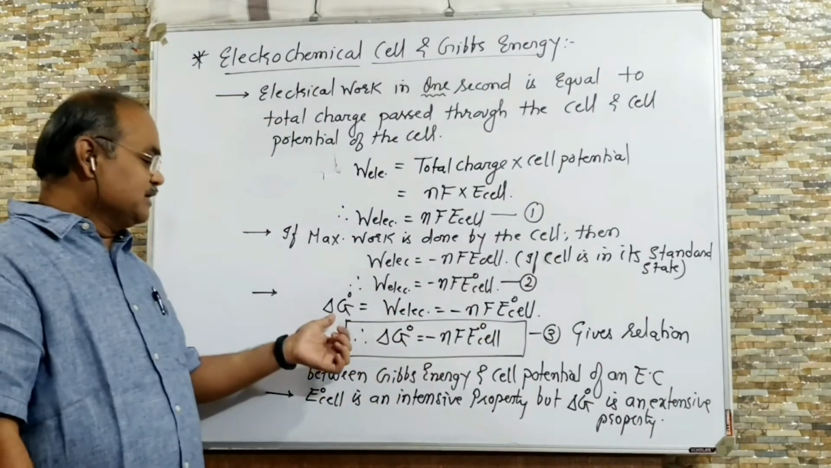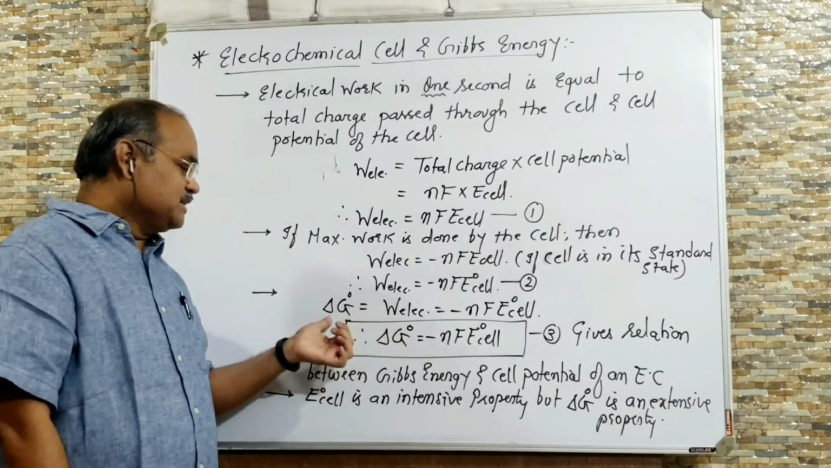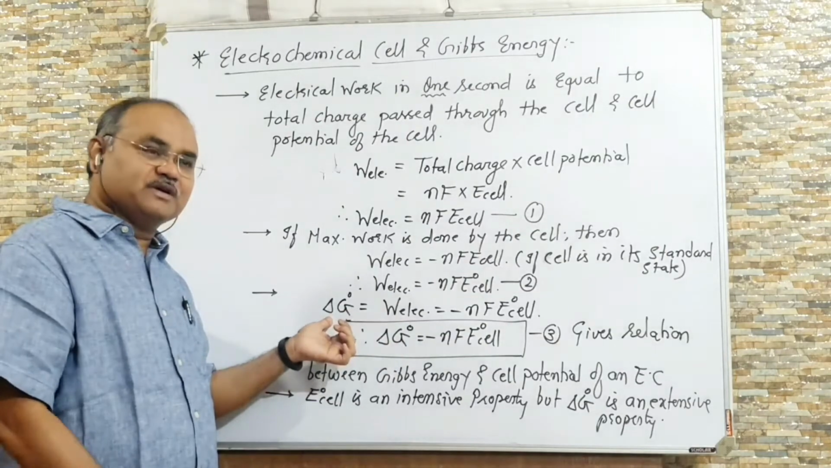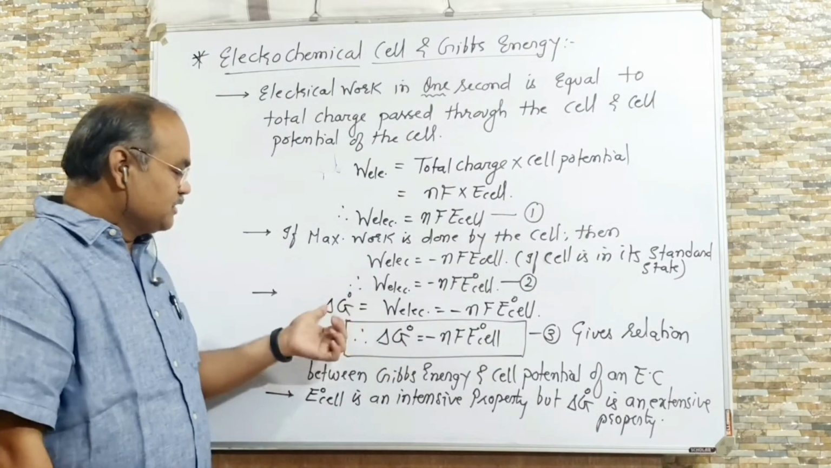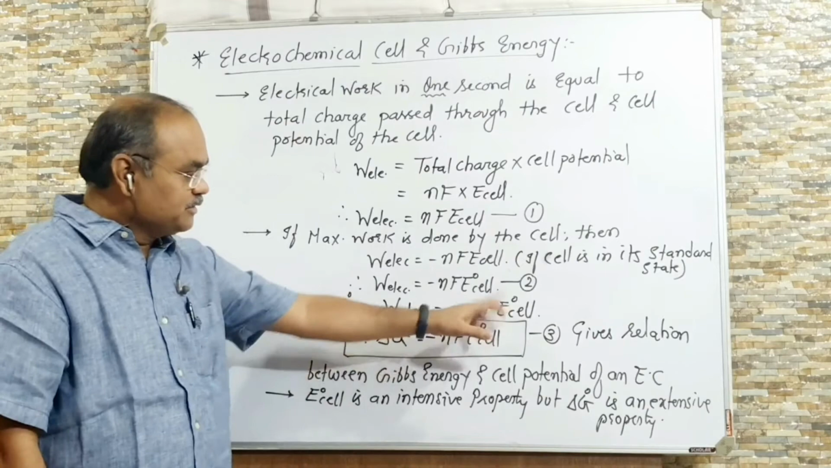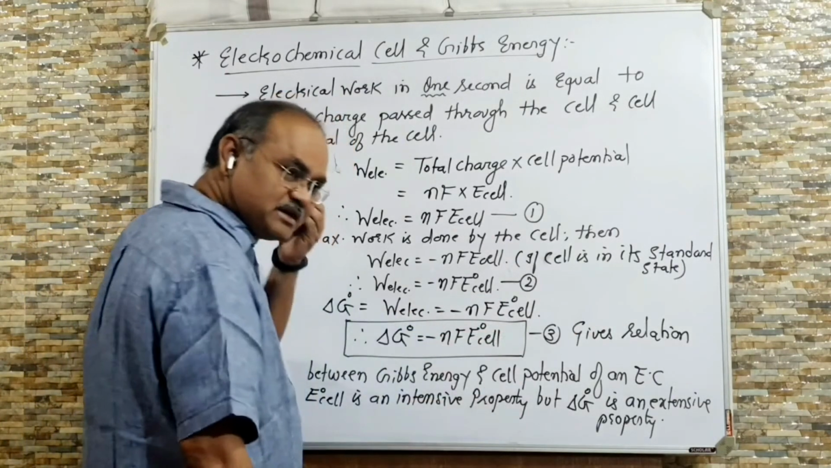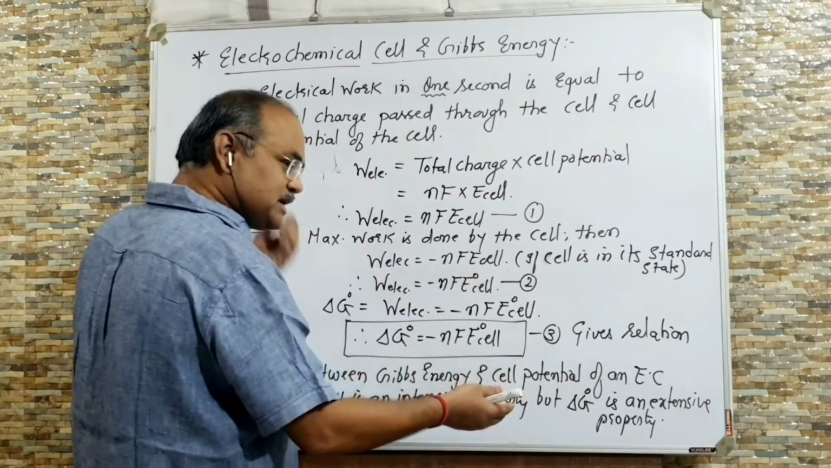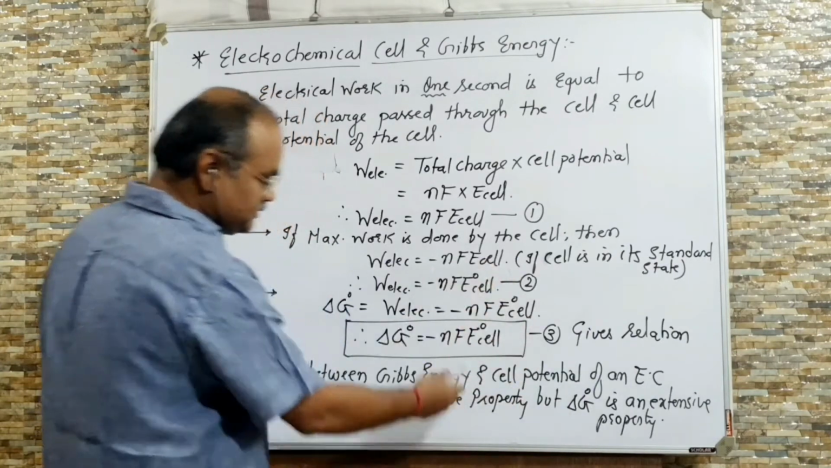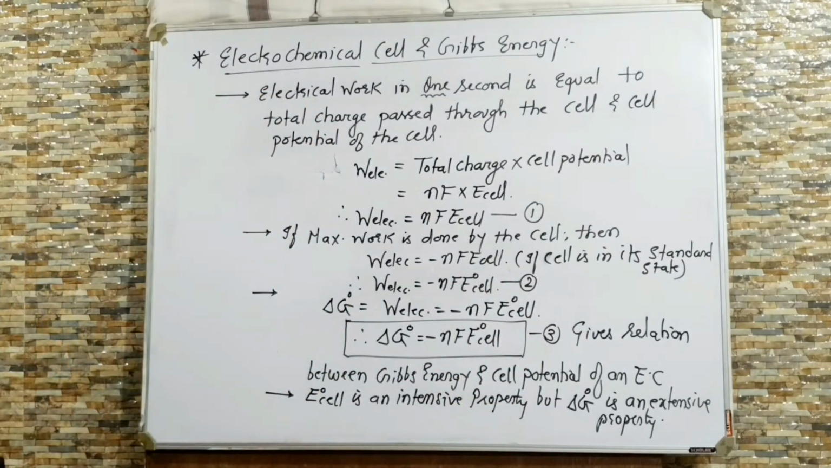Now maximum work done. So delta G0 gives free energy, because when work is done, energy decreases. So the delta G will be negative, so it will be minus nF E0 cell. Based on this equation, how the numericals and application questions are asked, we do in the next point. You can take the screenshot.